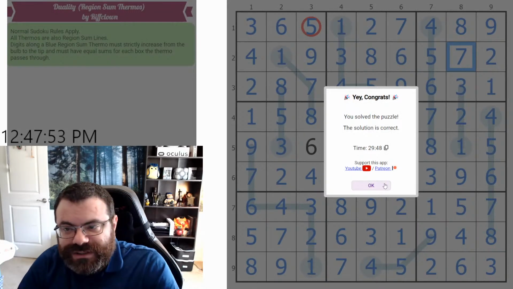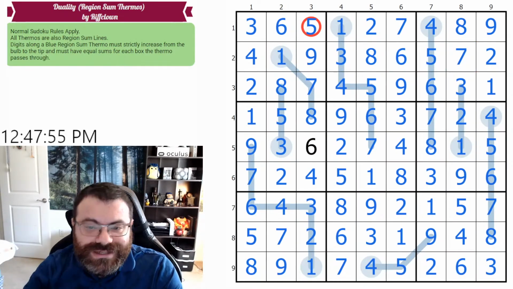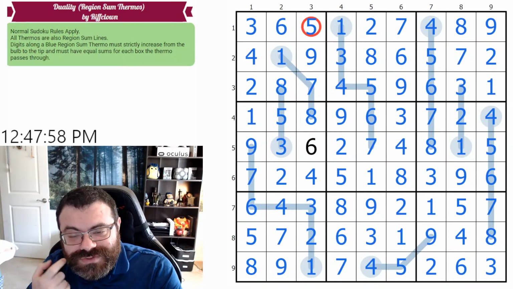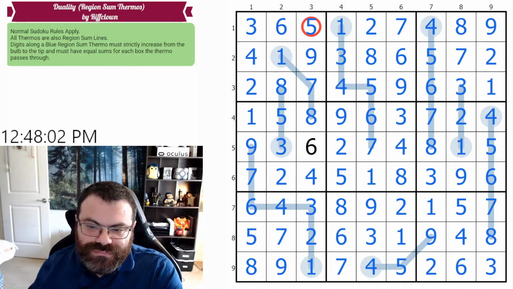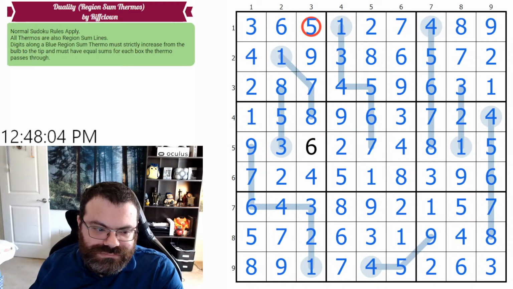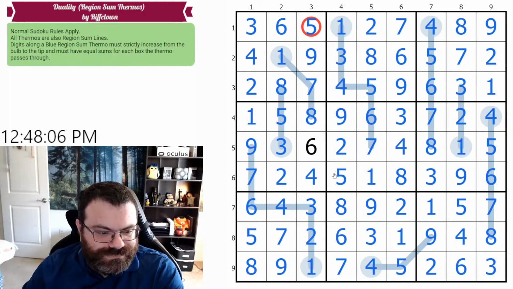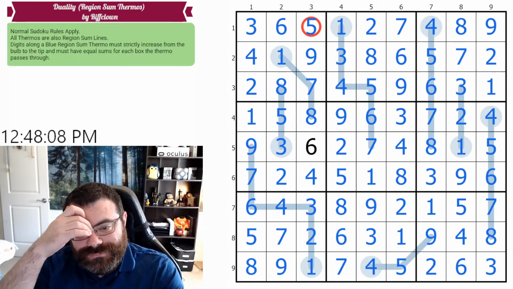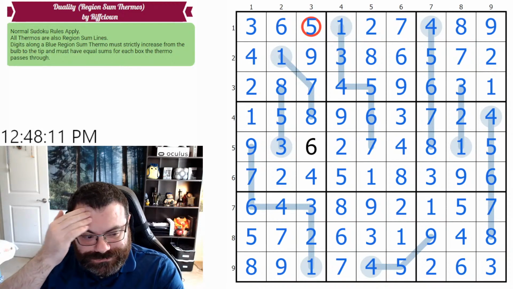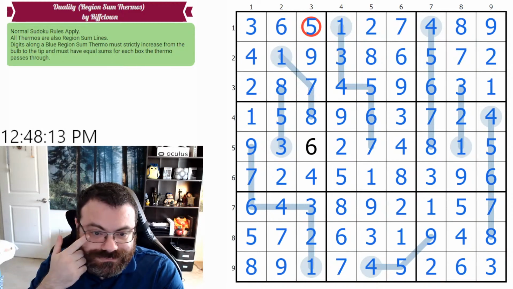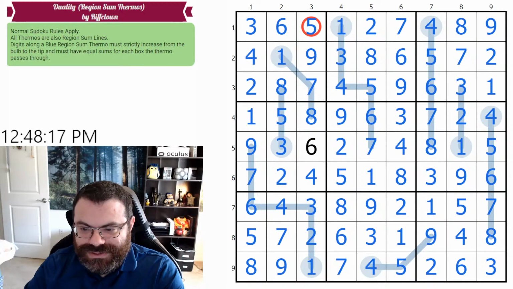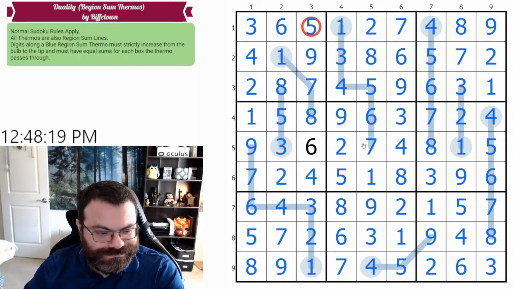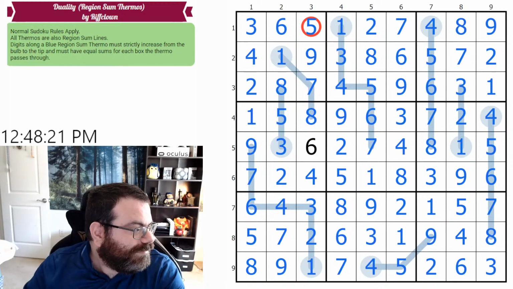Very nice. Cool puzzle, riffclown. I never thought of combining region sums with thermos. Nice. I did notice the solution was embedded. Thank you for doing that.